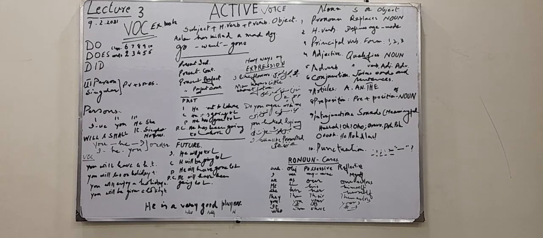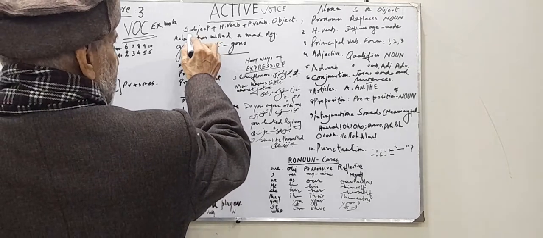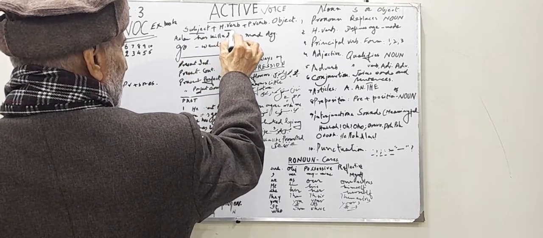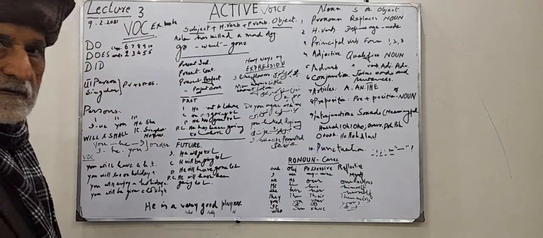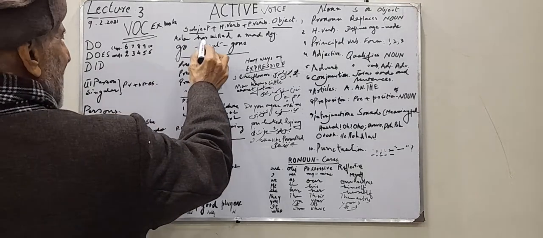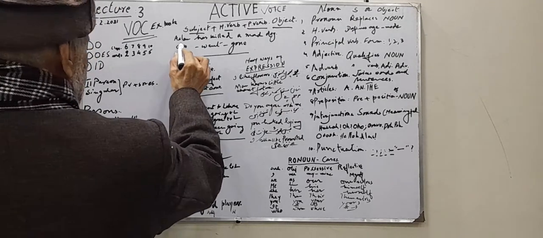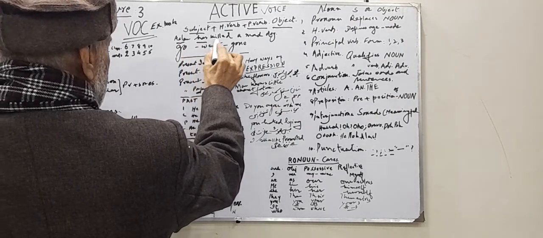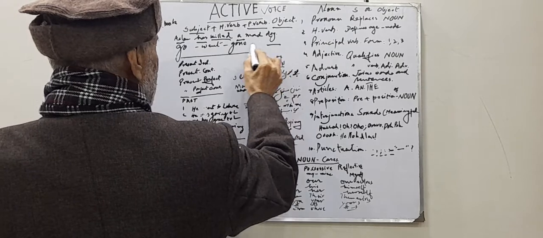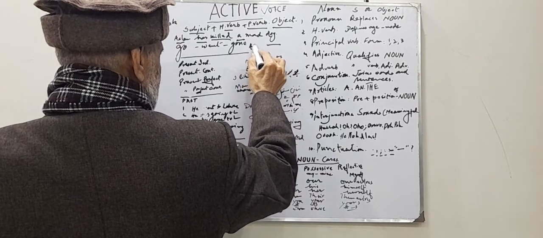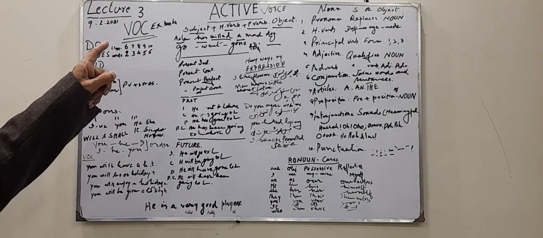Well, active voice. Subject plus helping verb plus principal verb plus object. Aslam has killed a mad dog. Subject, helping verb, principal verb, article, dog noun, mad adjective. Just see the order of words.